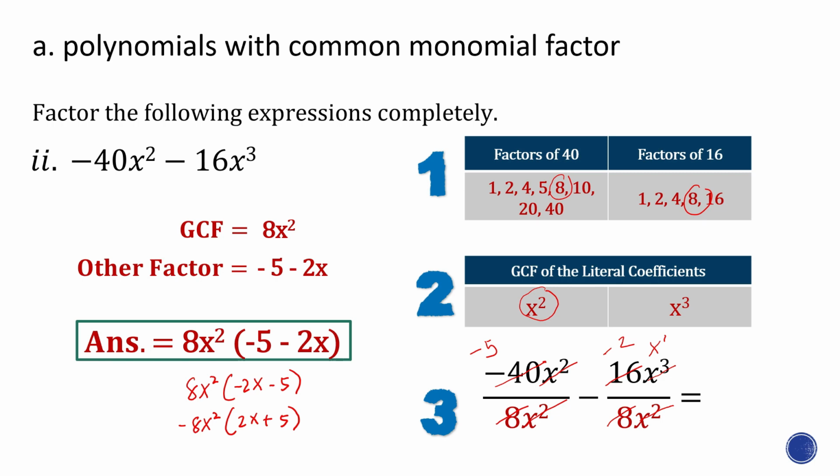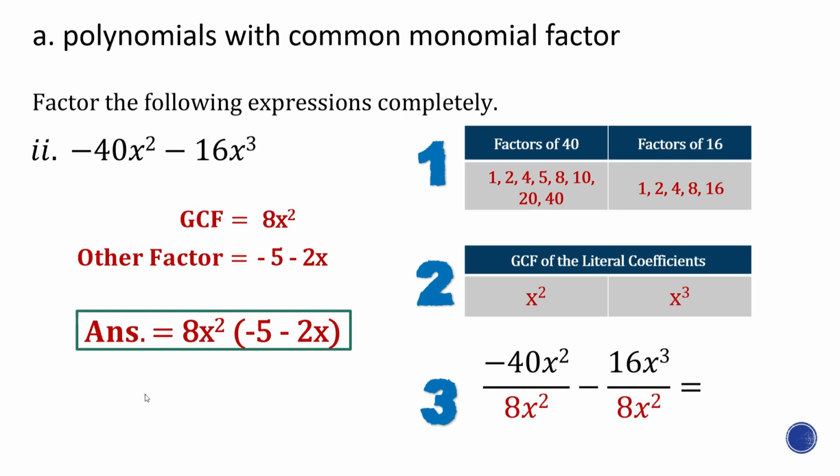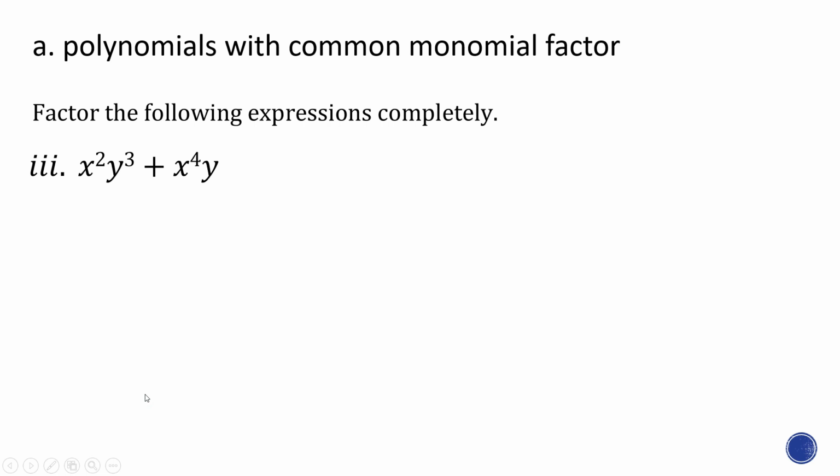Okay, let's go to the third example now. Here we have x squared y cubed plus x raised to 4y, and you can see there's no numerical coefficient here. Well, there is, it's 1. So we don't see that there. We need to find these two things, GCF and the other factor. So let's find the GCF first, step number 1.